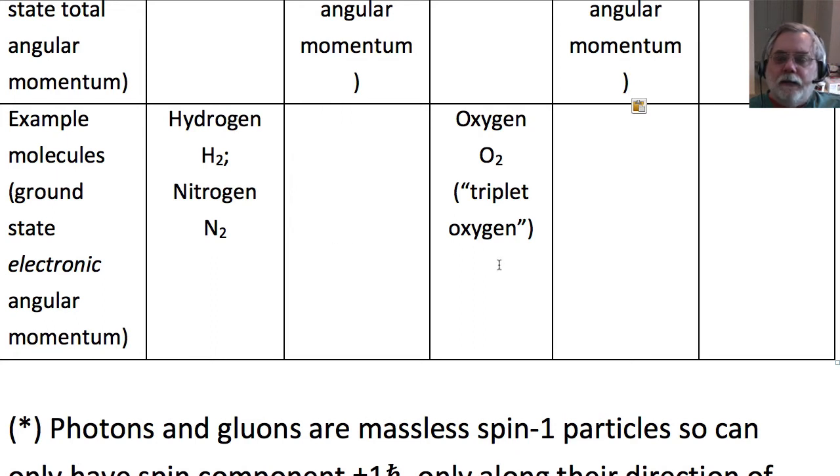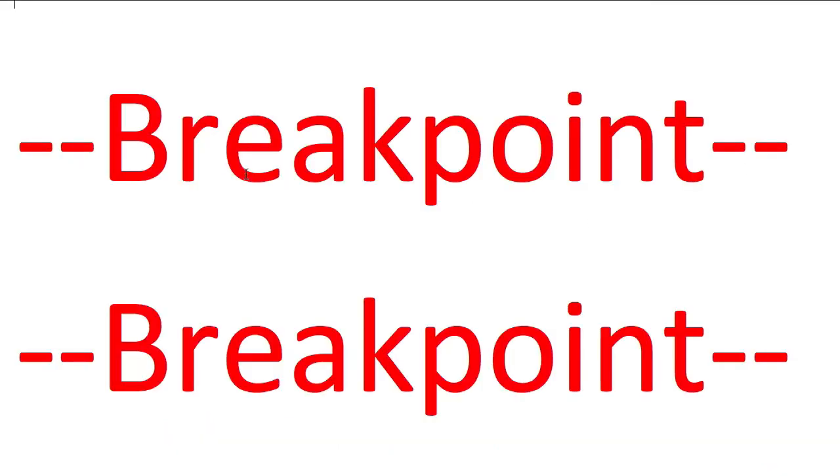Oxygen is a little funny. O2 has an electronic angular momentum of 1, spin 1, and this is called triplet oxygen. This is a possible time to take a break.